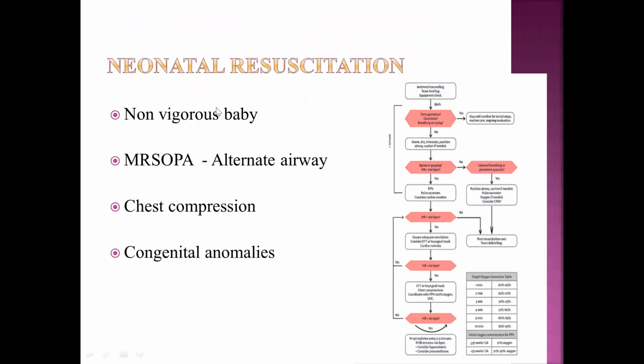NRP, the most common scenario we see in daily practice, is a non-vigorous baby who requires positive pressure ventilation. Suppose a non-vigorous baby has received positive pressure ventilation with bag and mask for 30 seconds and still has not improved, even after MR SOPA. We would go for an alternative airway and then give positive pressure ventilation. And before we initiate chest compressions, when the heart rate is less than 60, we would like to intubate the baby, give positive pressure ventilation, and then continue chest compressions.